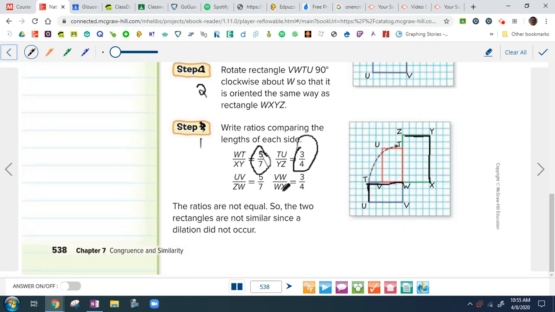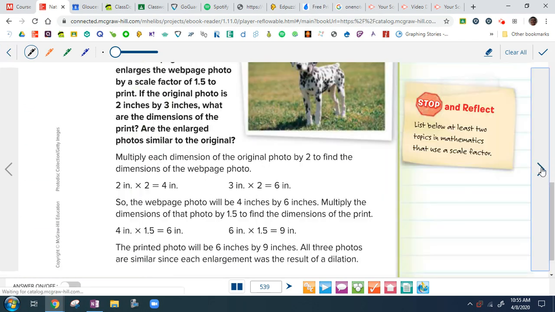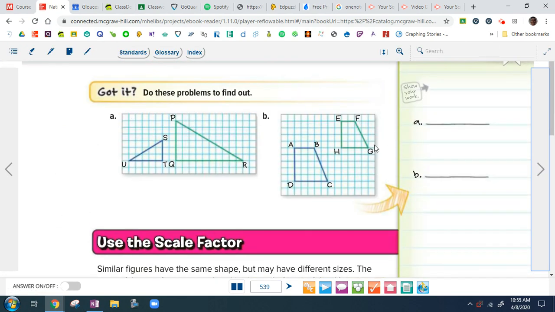All right, so check out that first. Now look, we don't even have to do this step because we've already proven that they're not similar. All right, so there you go. I'm just trying to streamline it for you so you don't get confused with unnecessary steps. All right, let's look at the next one.